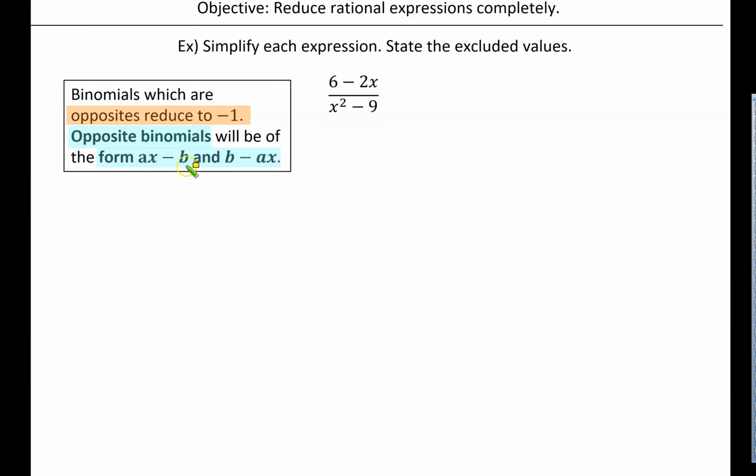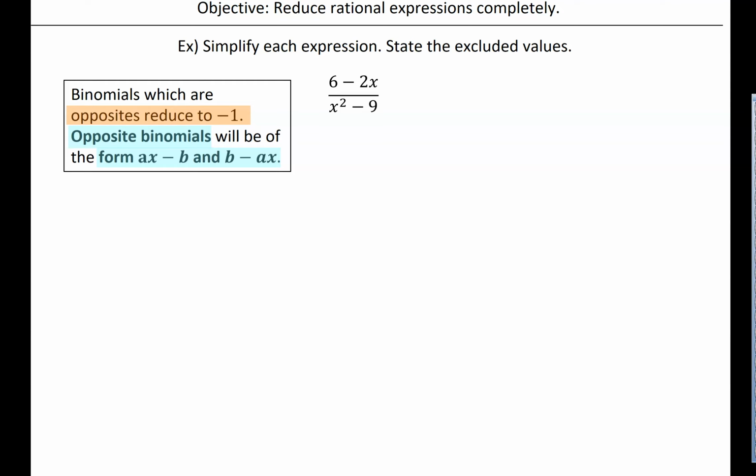Opposite binomials do have a particular structure that you can learn to recognize. So we have ax minus b and then b minus ax. So the terms you'll notice are flip-flopped. Some people have a hard time always recognizing in that form that they've got opposites. So we'll talk about another way that we can do that too.